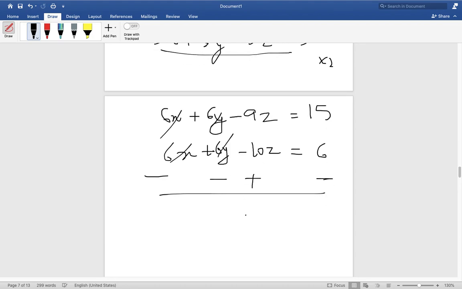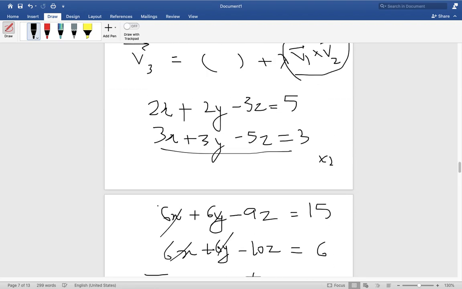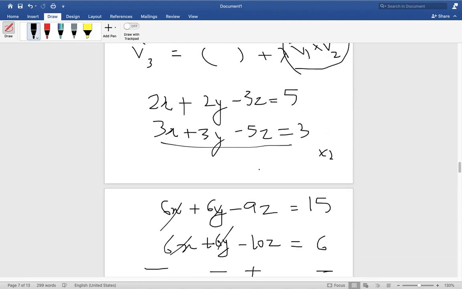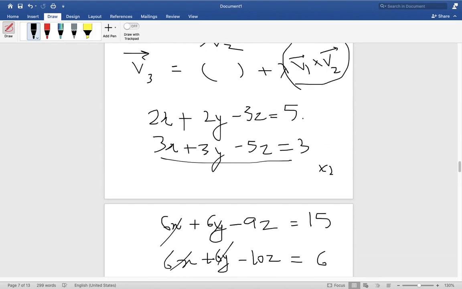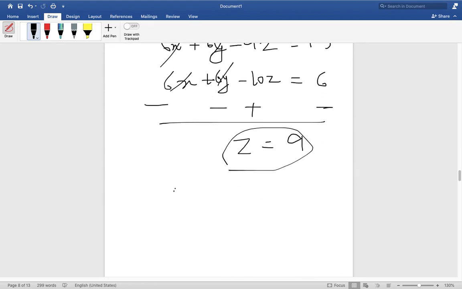10z minus 9z is what? Z equals 15 minus 6, which is 9. So z is 9. When you put z is 9 over here, 2x plus 2y minus 9 times 3 is 37. 27 plus 5 is 32. So x plus y is 32 by 2, which is 16.